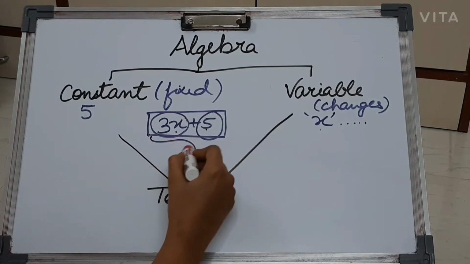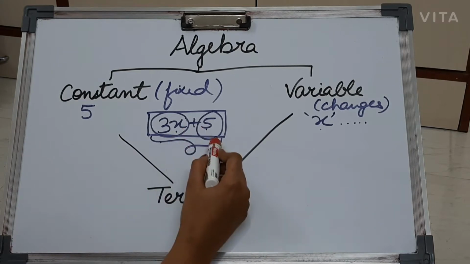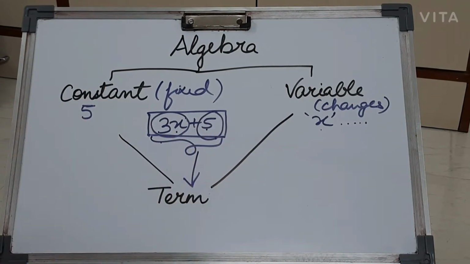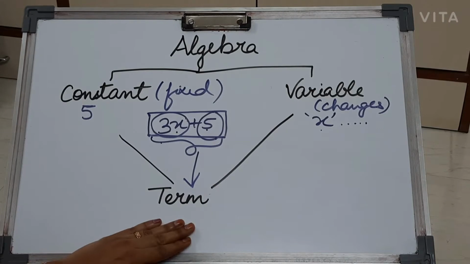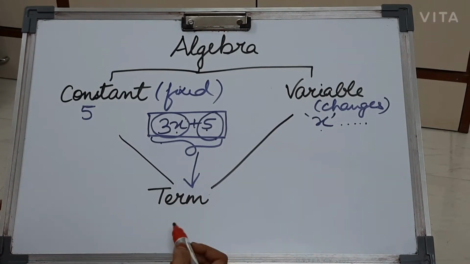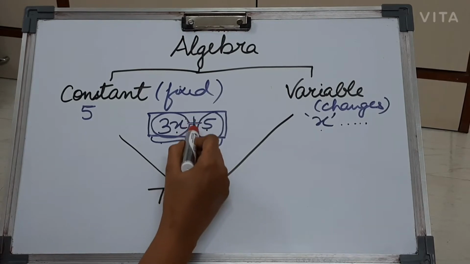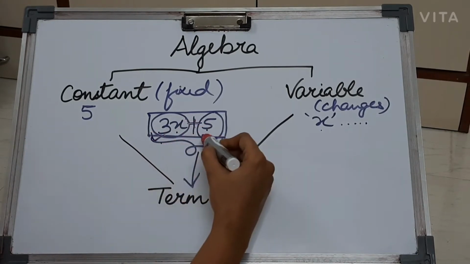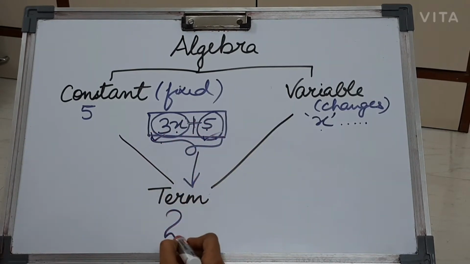Now both of these, constant plus variable, will make the term of an algebraic expression. Now here we have to understand how many terms are there. Here we can see the plus symbol. This is one term and this is the second term. So here we can see two terms.